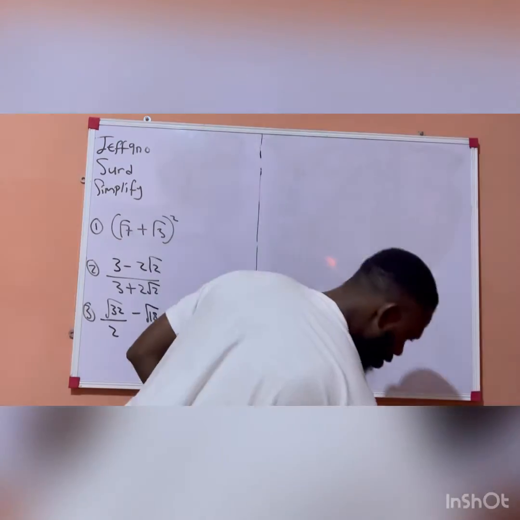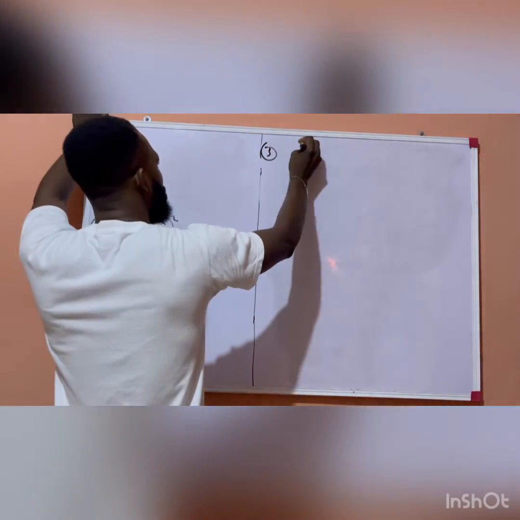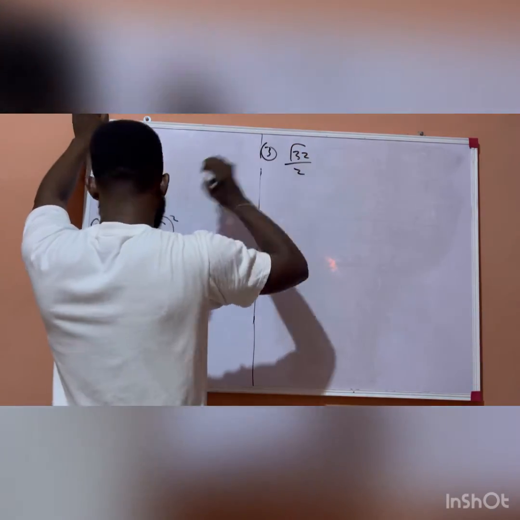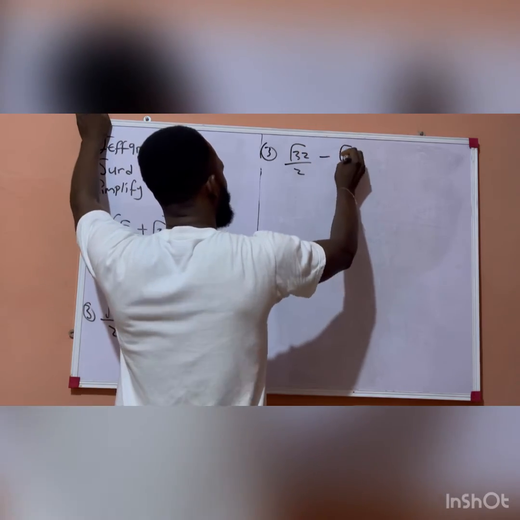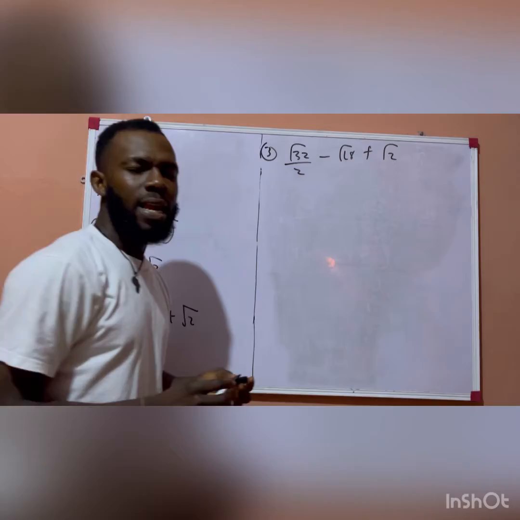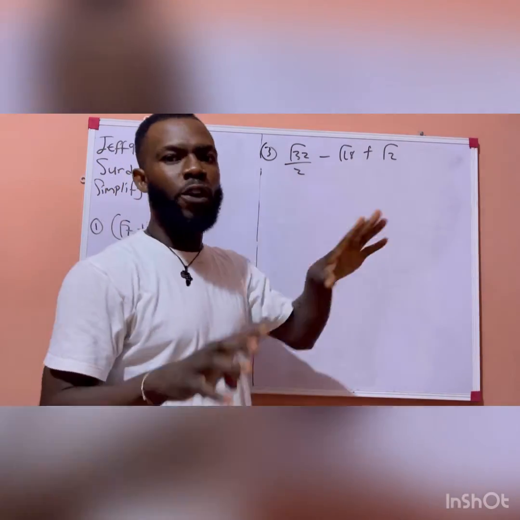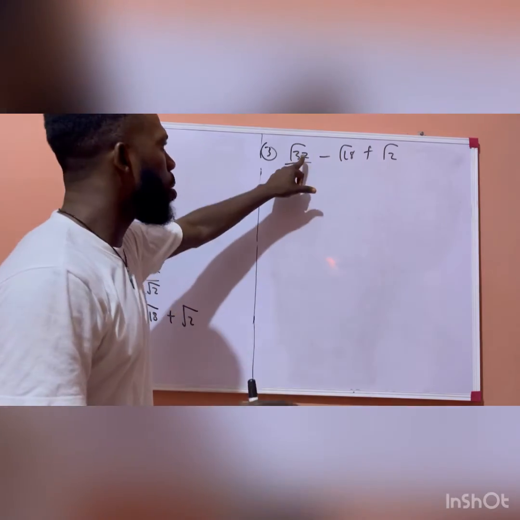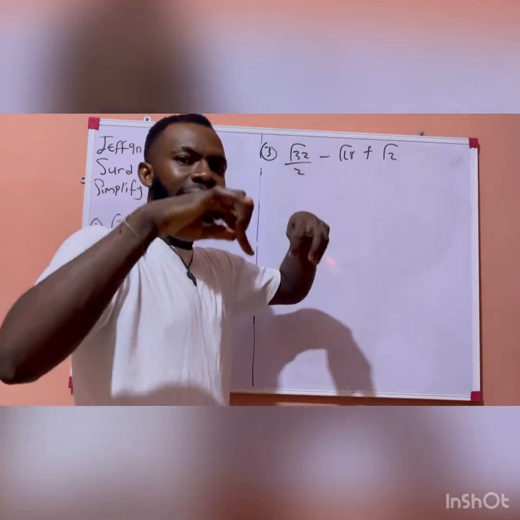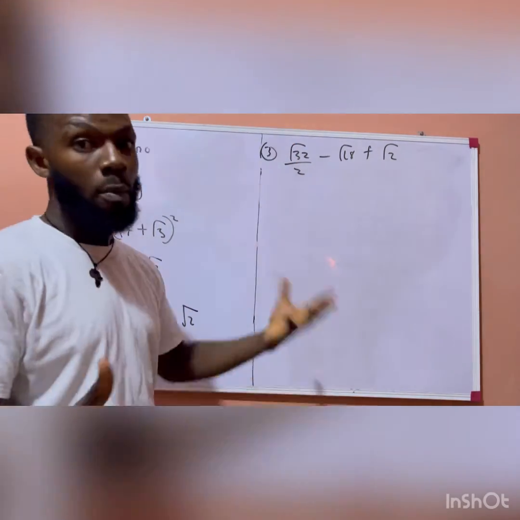Now, question number 3 says, root 32 over 2 minus root 18 plus root 2. Now, like I said, whenever any question on surd is given to you, the first thing you have to do is to look at the numbers inside the roots, if they are 8 or greater than 8. Now, the number here is 32. Whoa, far more bigger than 8.